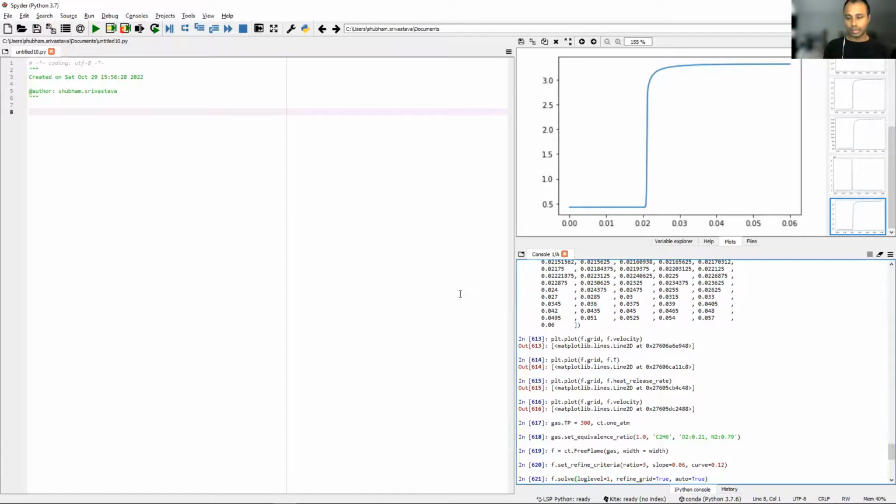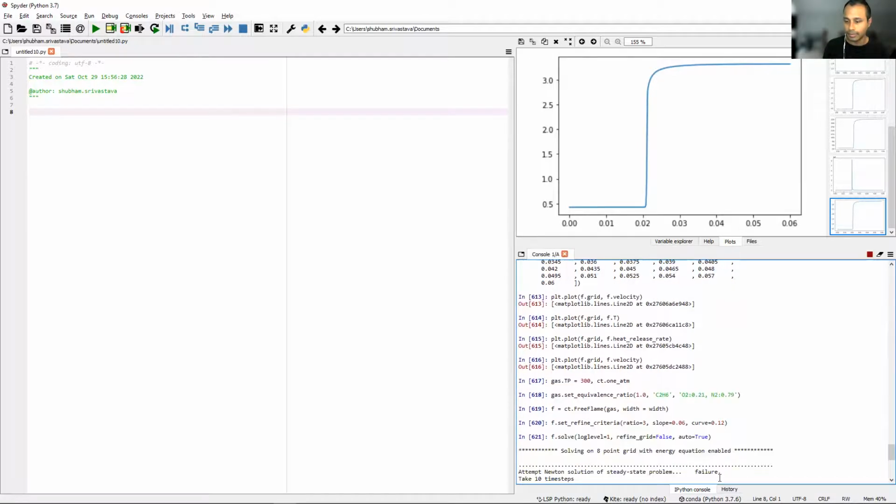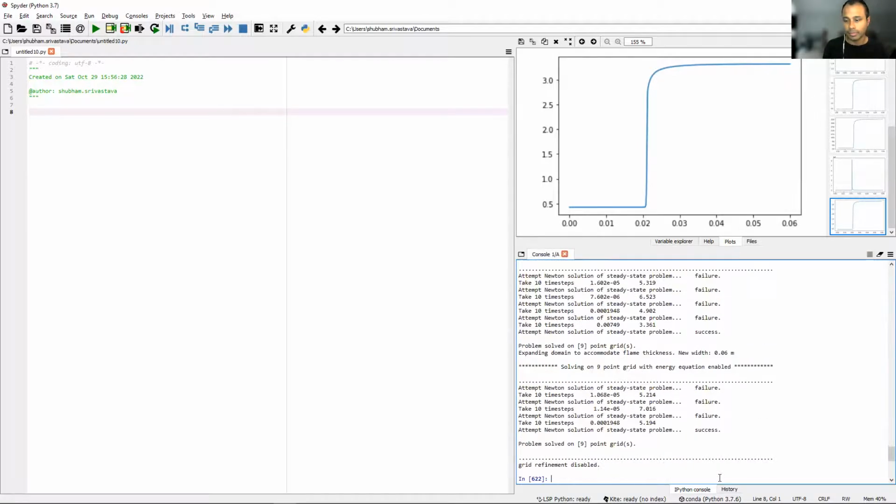So f.solve. Now, what I will do is, instead of true, I will put the grid refinement to false. So we still have the same grid refinement criteria set that we originally had, but now it has been set to false in the solve command. So let's see what that does. Okay, so now this was a really, really short simulation. And if you see, it says problem solved on 9 grid points. It has not refined the grid at all.